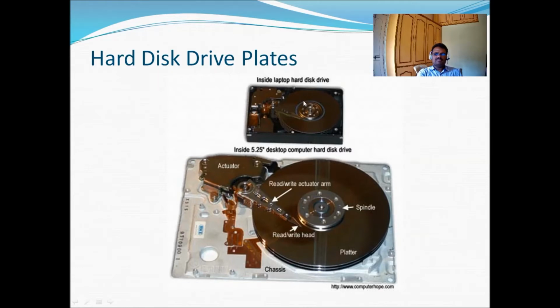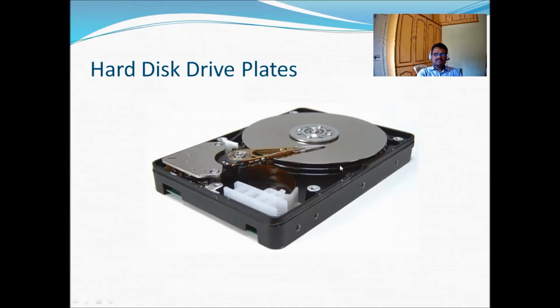Here we can see another one. This is the chassis, the entire thing is the hard disk chassis. Here we can see the hard disk platters. There are three platters, 1, 2 and 3. For each and every platter there is a separate read write head which can read the information from these platters and also write the information on these platters.